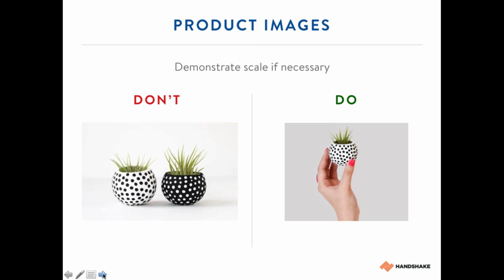So, demonstrating scale. An alternate image that you should be including in your catalog, depending on what types of products you sell, and this is something that B2C does really well. You just want to make sure that your buyer has a point of reference to estimate the size of a product. This is a very obvious example where a round vase can really be any size, and having the hand there makes all the difference.